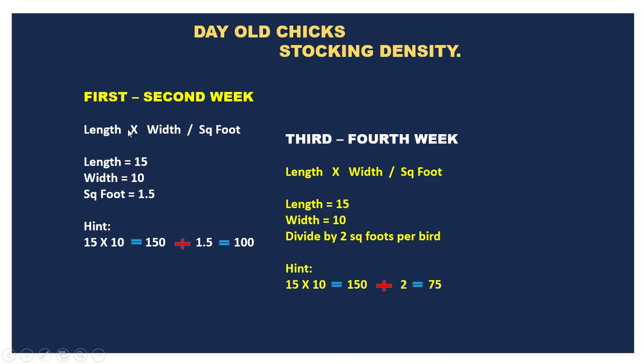When you want to, with the space you have, let's say for example, you are having any space at all, what you calculate is the length multiplied by the width, divided by the square foot per bird. This square foot means how many birds are supposed to be in 1 square foot.